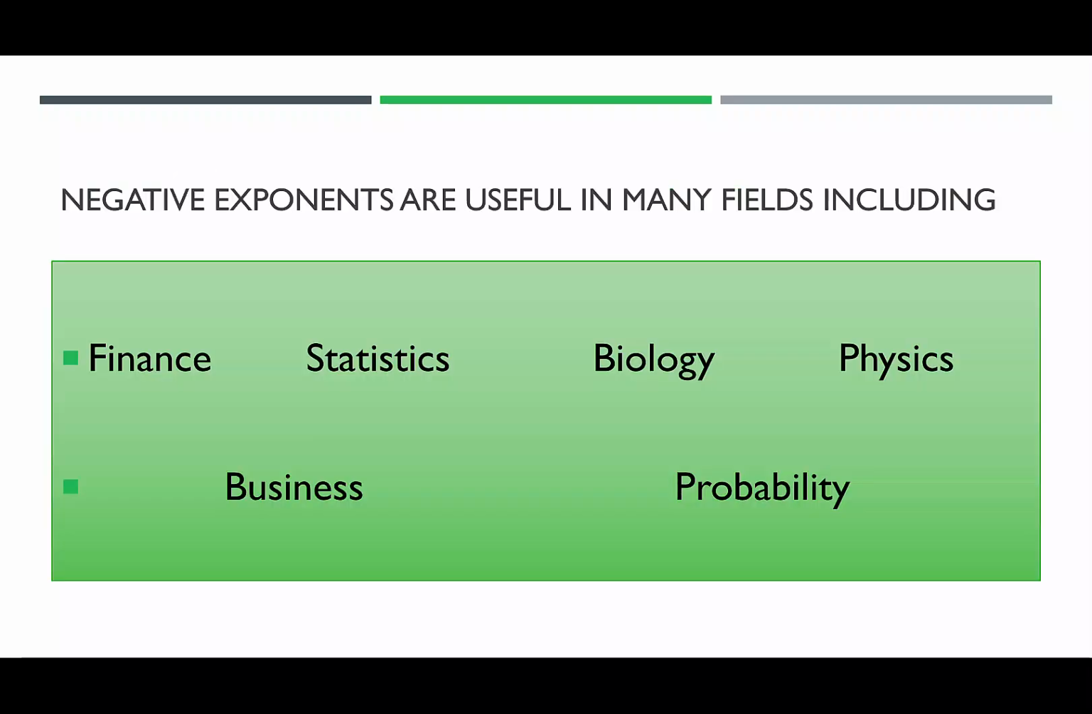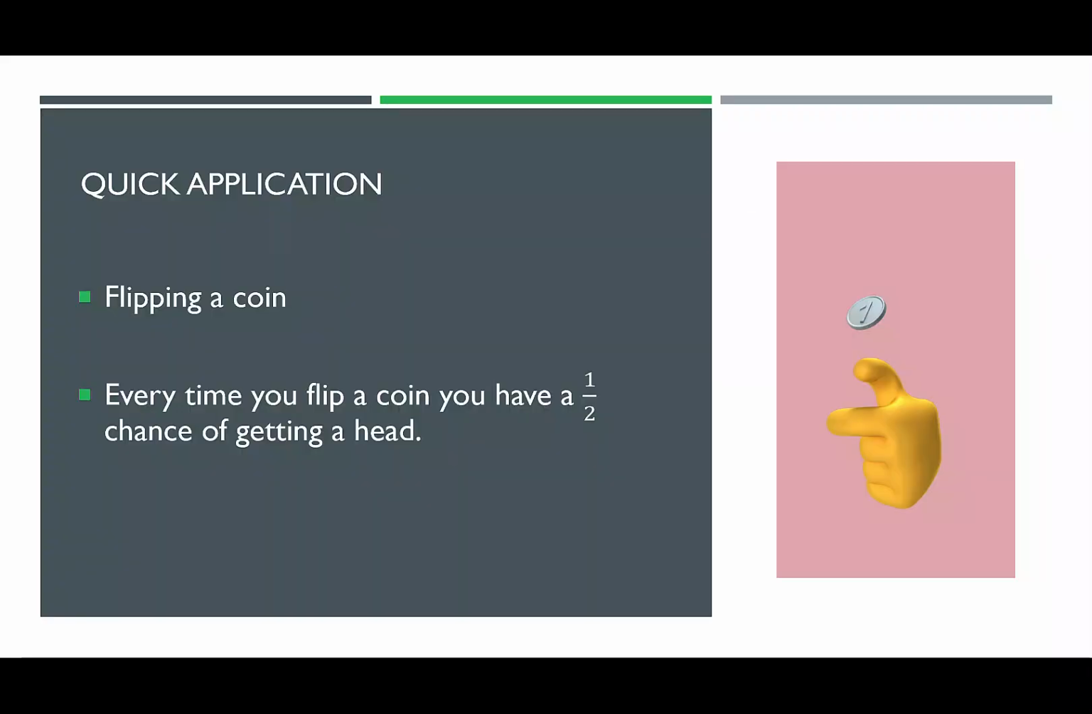Negative exponents are useful in many fields, including finance, statistics, biology, physics, business, and probability. Let's look at a quick application of flipping a coin that we can all relate to. We see coin flips all the time. Maybe flipping a coin helps us make a decision, but we also see flipping a coin in many professional sporting events. So let's consider that every time we flip a coin, we have a 1/2 chance of getting heads.